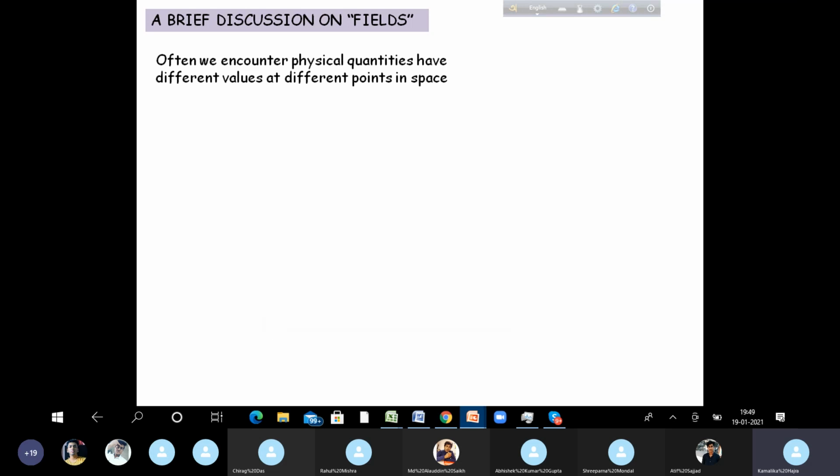Now often we encounter quantities which have different values at different points in space. Okay. What I mean is, now you can say, why are we suddenly discussing fields? We were discussing vectors and we were doing the vector differential operator, etc. So why have we suddenly switched to a discussion on fields? We are doing this because when we are doing the differentiation of a vector, or when we are, what is this background noise?